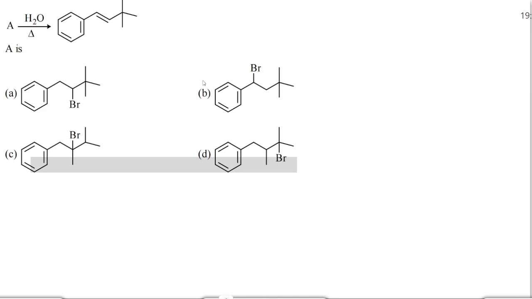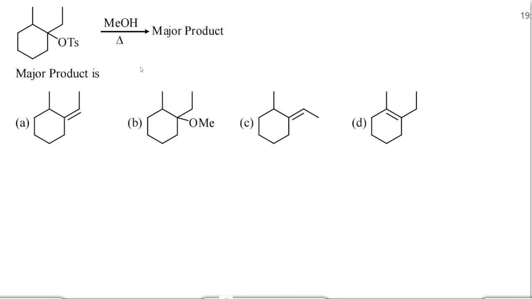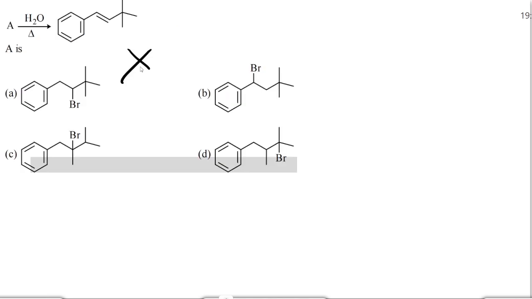Oh my god, this is wrong, because Br is attached, Br is now here. By mistake it was taken. You have to identify A, sorry. Okay, we have to find out the alkyl halide.